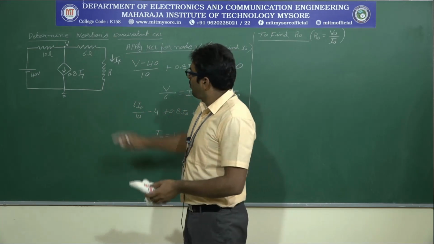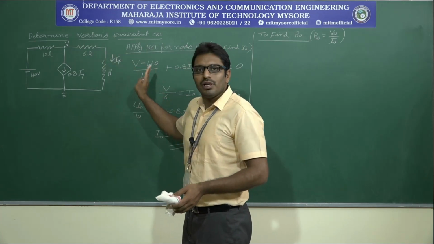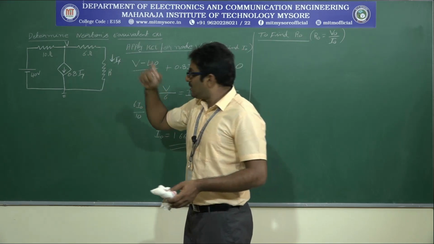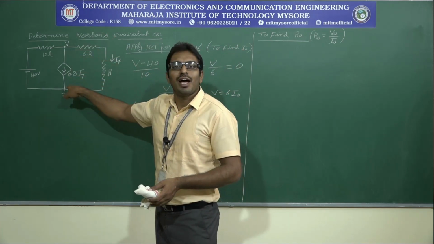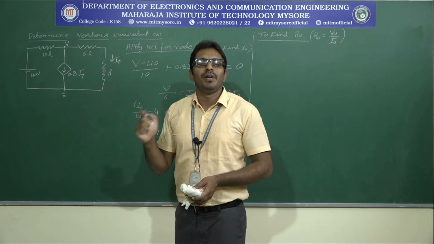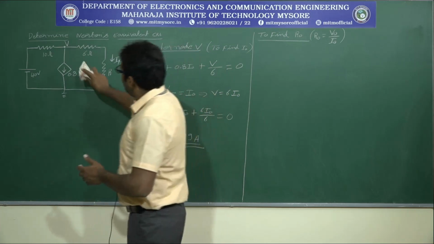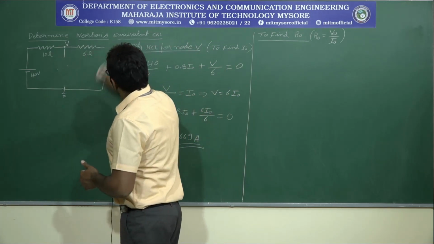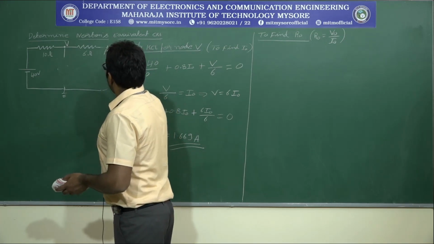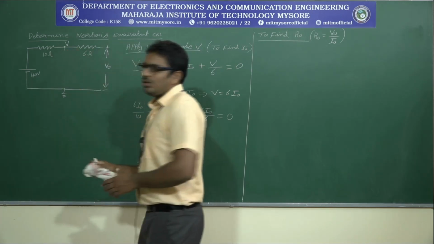Is that clear? So before removing the load, what was the current? Ix. When the load is removed, this load terminal becomes an open circuit. Therefore, Ix becomes 0. This Ix dependent current source value is also 0 because 0.8 into 0 is 0. Current source value 0 means open circuit. Voltage source value 0 means short circuit. Now, what is the circuit? Just remove the load. So, in order to find out V naught, this dependent current source value is also 0.